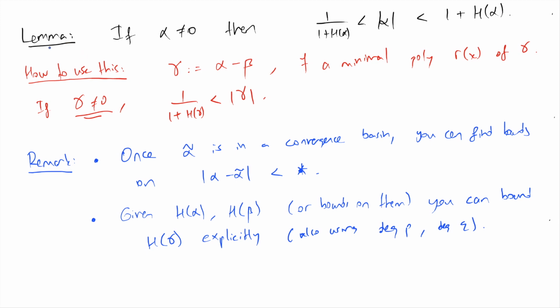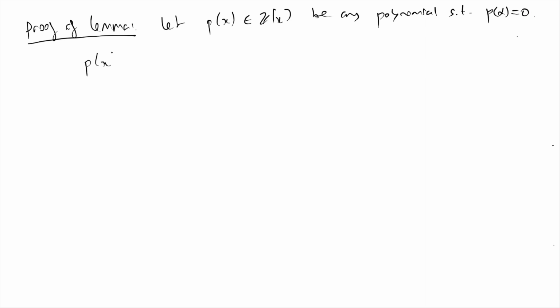Okay, let's prove this lemma. This is super easy and quite powerful. I'm going to prove something slightly stronger. I'm going to take any polynomial that annihilates alpha. The difference here is that I'm not assuming that p is the minimal polynomial of alpha. So p of x is once again just a0 x^n plus a1 x^(n-1) up to an, and then let h be some number that bounds the maximum of these numbers.